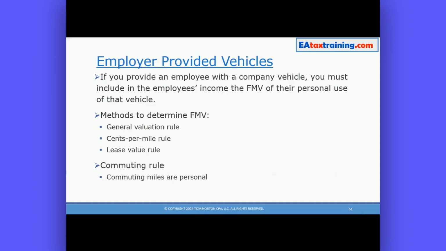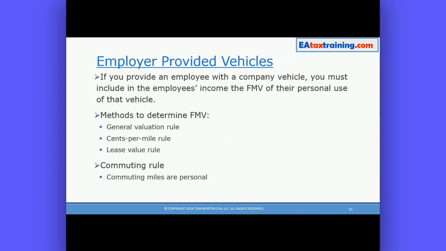Employer-provided vehicles. If you provide an employee with a company car or company vehicle, you must include in the employee's income the fair market value for their personal use of that vehicle. So the business use, of course, is fine, but to the extent that they have personal use, you have to include the value of that in their W-2. It's included as part of their income. There are a few different methods for determining that fair market value, and we will talk about each of these: the general valuation rule, the cents per mile rule, and the lease value rule.